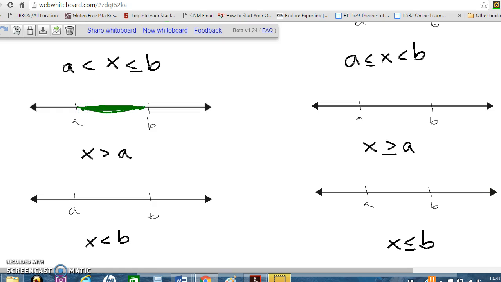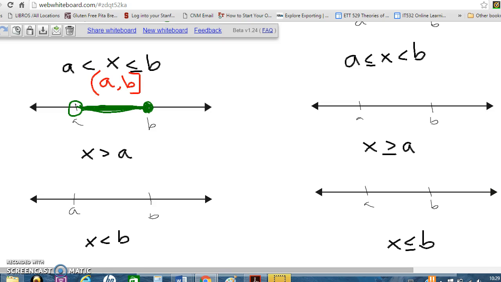So A is not included, therefore I'm going to have an open circle. But then when I go to B, I know B is included, so I'm going to make it a closed circle. And when I come here, I'm going to put A. I'm also going to do B. And so this is closed. This is the A is open and the B is closed. So I use a parenthesis and a bracket.